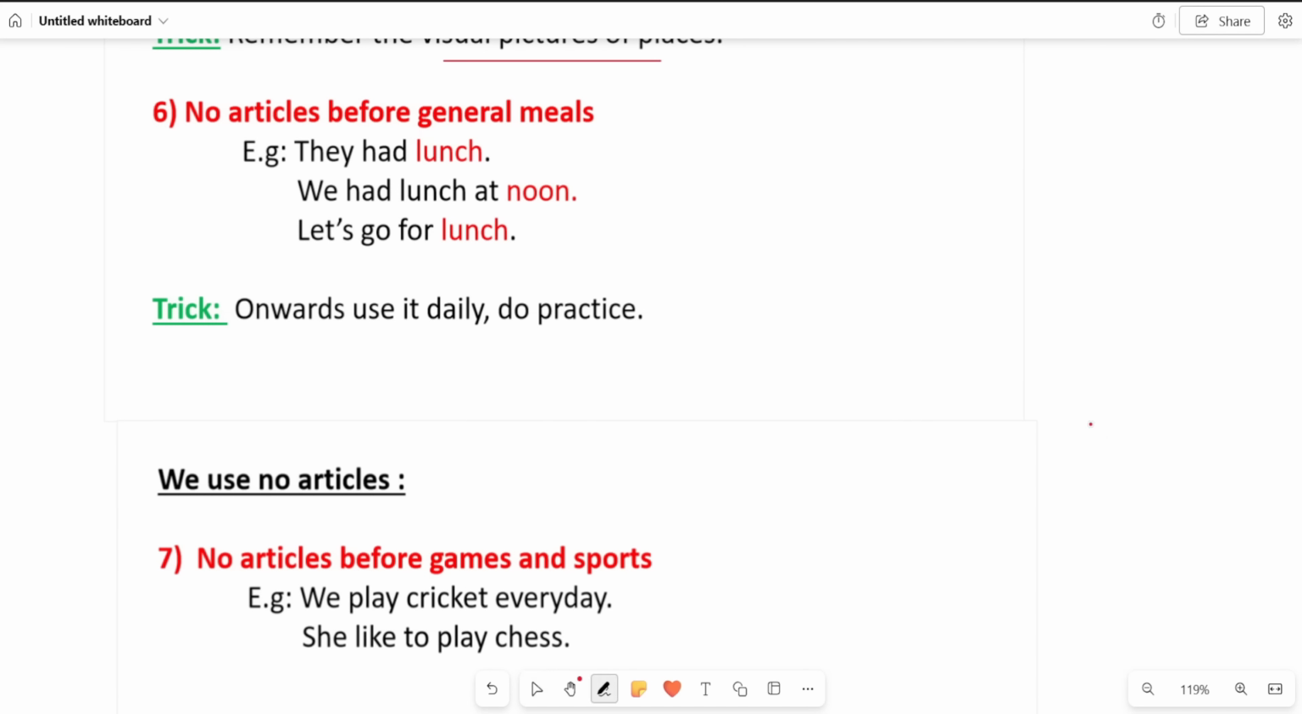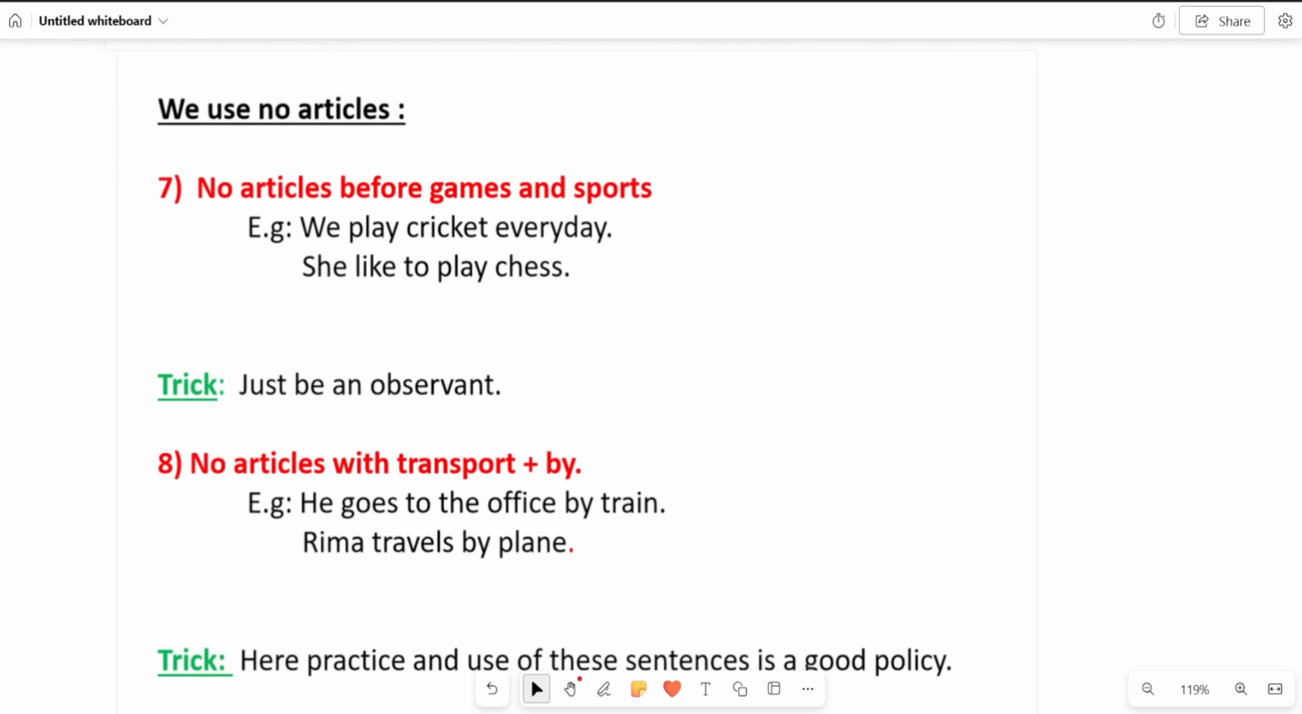Then the other rule is, we use no article before general meals. For example, they had lunch. It is general. Somebody is talking about very general, very common things as usually they do, isn't it? So we don't use any article here. He had lunch at noon. It is also one of the general sentences. We don't use any article. Let's go for lunch. Here also we don't use any article, right? So what would be the trick? Wherever we are talking, all these are general sentences we use. So we have to be a little careful while speaking, and practice daily, right? So that's the reason we will get it very clearly.